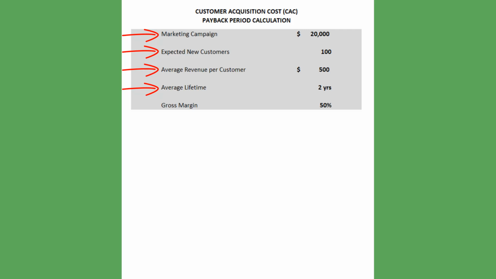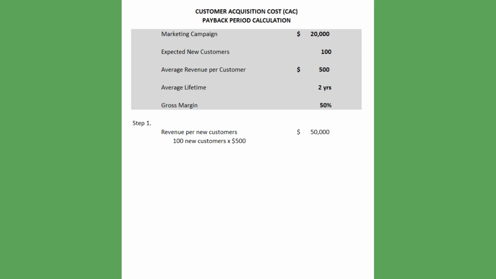So now that we have this info, we can go through and do the calculation on the CAC payback period. So first item that we need to do this calculation is we need to know what the CAC costs are. And in this example, it's $20,000 for the marketing campaign. Next, we need to know how much revenue they're going to make. So in this case, again, average revenue per customer is estimated at $500 per customer. And they're looking at bringing in possibly 100 new customers.